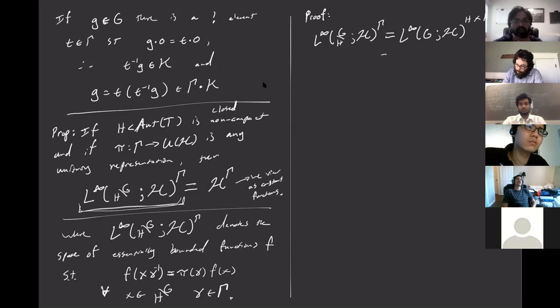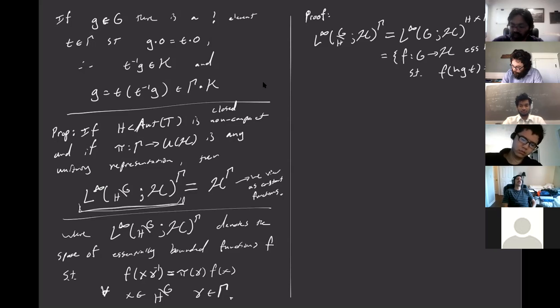So these are functions mapping G to H, essentially bounded, such that F of h g gamma inverse is equal to pi of gamma F of g for g in G, h in H, and gamma. Right, so these are the left H invariant and right gamma equivariant functions. We have this natural identification. And this space right here, we can naturally endow with an inner product that makes it a G representation. Rather, the space without looking at the H invariant vectors.